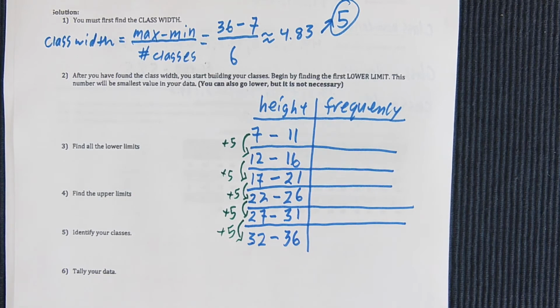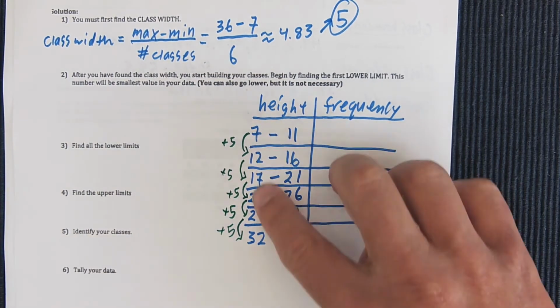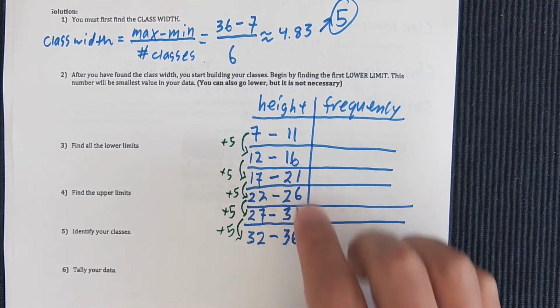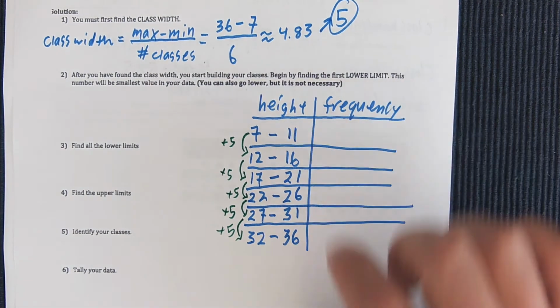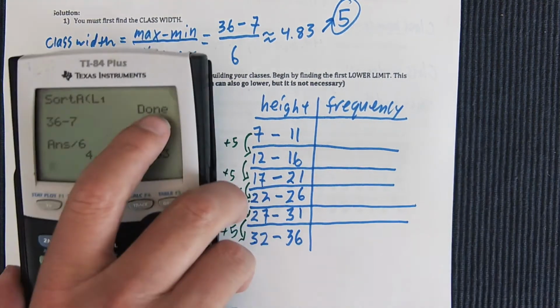Now we're going to come back. So we've just identified our classes. We found the lower limits first by adding 5, upper limits by subtracting 1, and so on. We've identified our classes. Here we are. Now we're going to do the frequency.